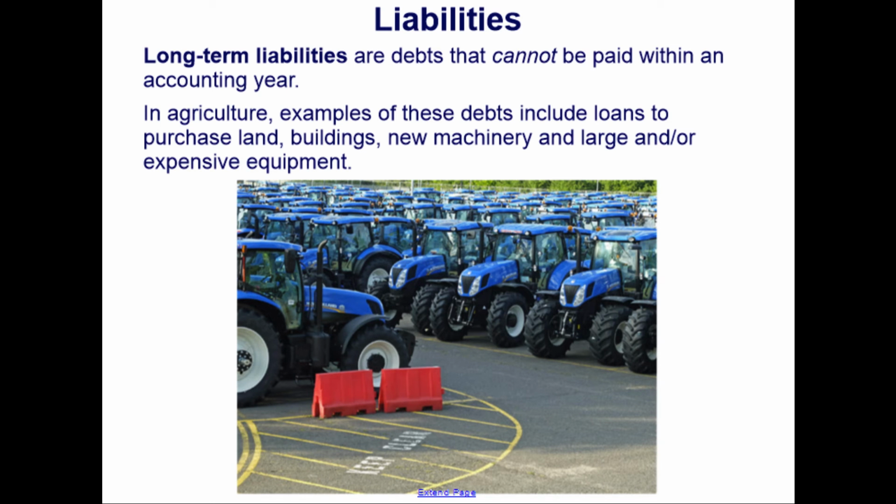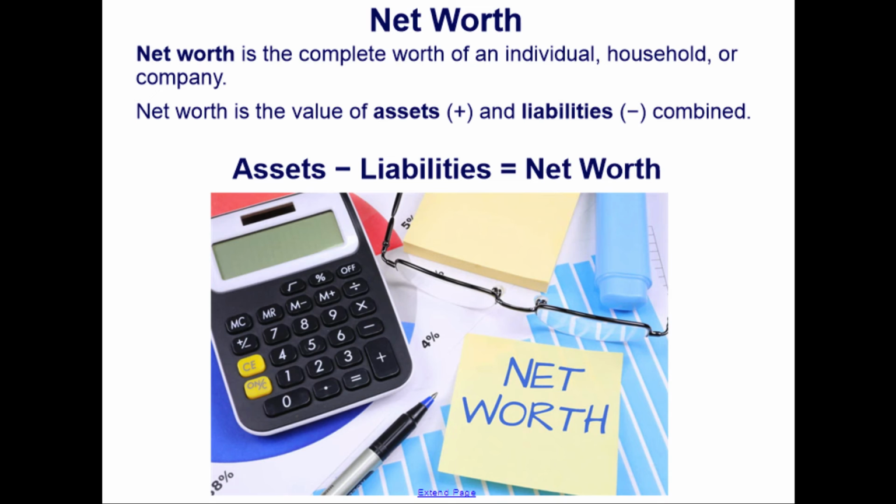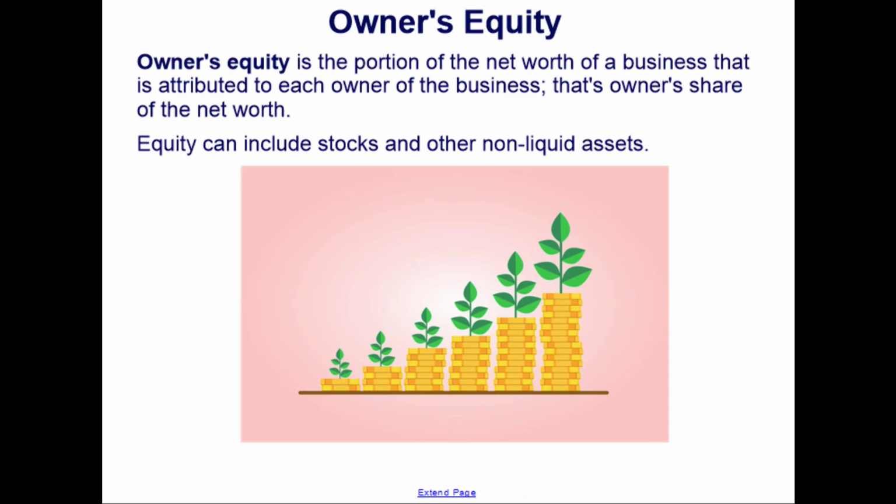Long-term liabilities are debts that cannot be paid within an accounting year. In agriculture, examples of these debts include loans to purchase land, buildings, new machinery, and large or expensive equipment. Net worth. Net worth is the complete worth of an individual, household, or company. Net worth is the value of assets and liabilities combined. Assets minus liabilities equals net worth.